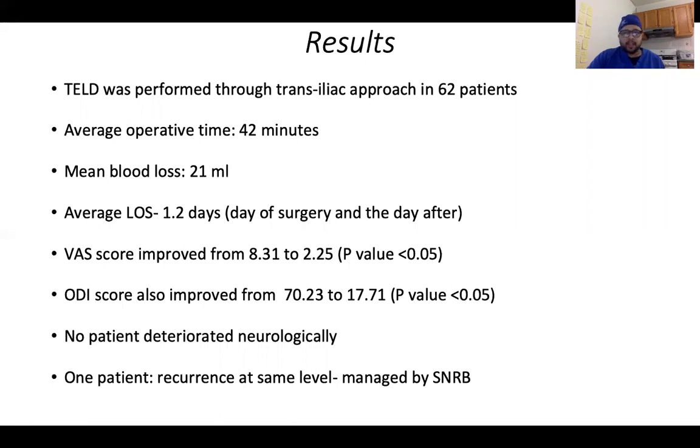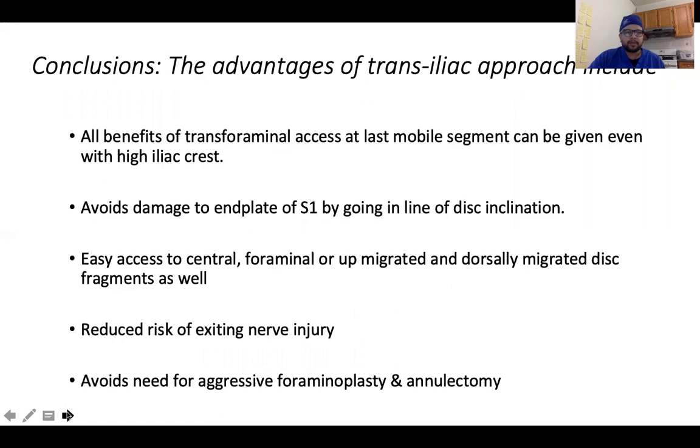In terms of complications, we did have one patient with a recurrence at the same level. However, he did not require a revision surgery and could be managed using a selective nerve root block.